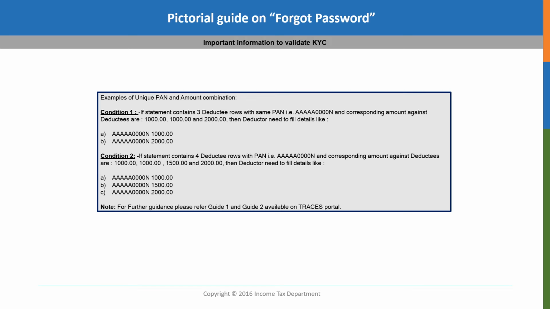So in the next example also we have the same PAN and 4 amounts: 1000.00, 1000.00, 1500.00 and 2000.00. So the deductor fills the details in the first row, the same PAN and 1000.00, in the second row the same PAN and 1500.00, and in the third row the same PAN and 2000.00. So here also the amount 1000 is not entered twice, because if you enter it again it won't be unique.